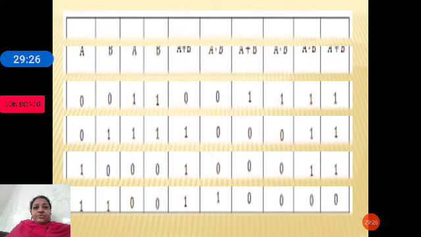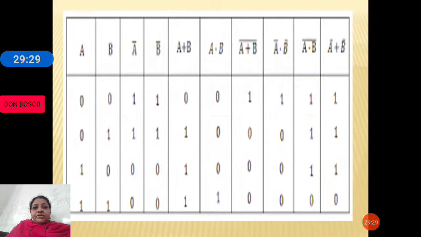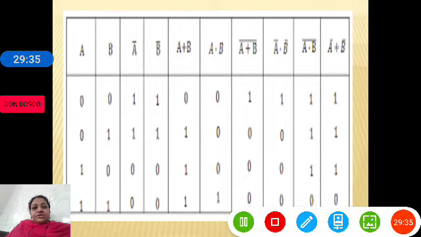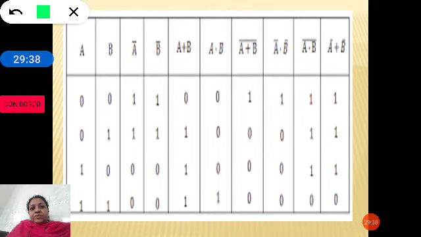The same thing we can prove using the truth table. So we are taking AB and A bar B bar. AB is 00, 01, 10, 11, and the complements are 1 1, 1 0, 0 1, 0 0. So 0 complement is 1, 1 complement is 0. There is a mistake here, so let me correct it.